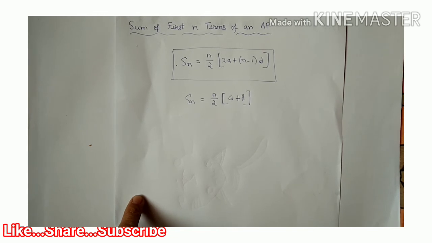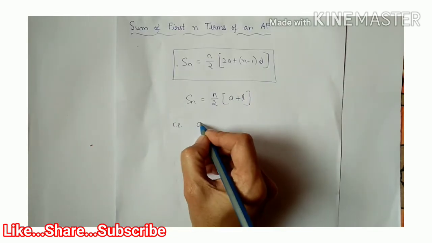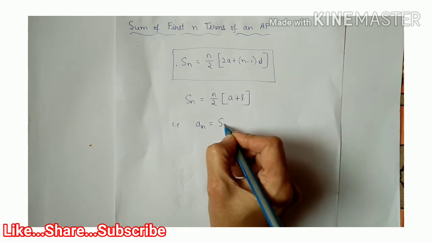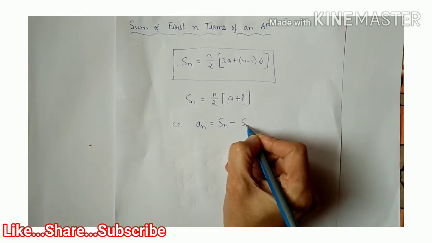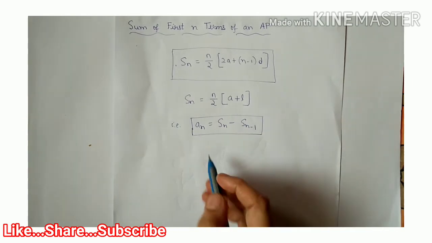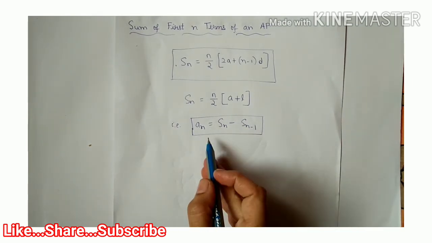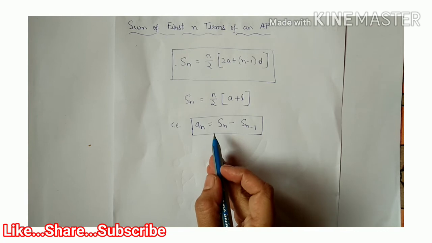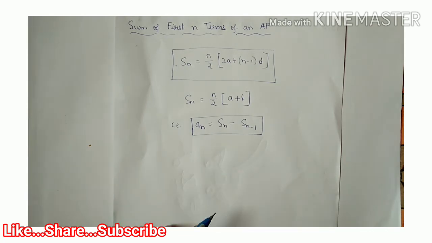Here is one more relation: an = Sn - S(n-1). That is, the nth term of an AP is the difference of the sum of the first n terms and the sum of the first n - 1 terms of it. Let us consider some examples.